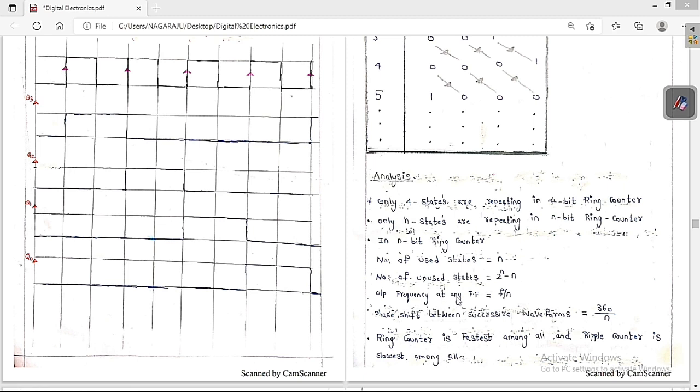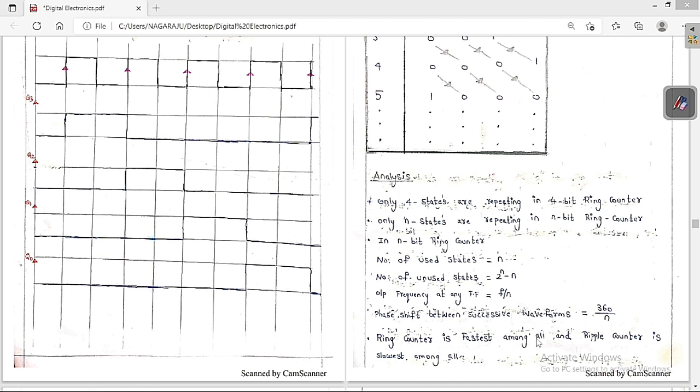The output frequency at any flip-flop is the supply frequency divided by the number of used states. And the phase shift between two successive waveforms is 360 by n. With n equal to 4, 360 by 4 is 90 degrees. So 90 degrees is the phase shift between two successive waveforms.